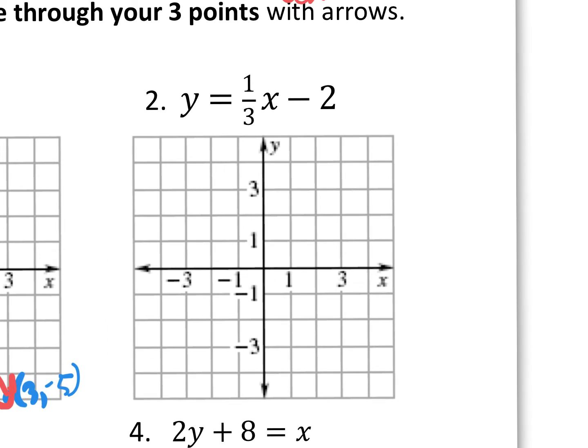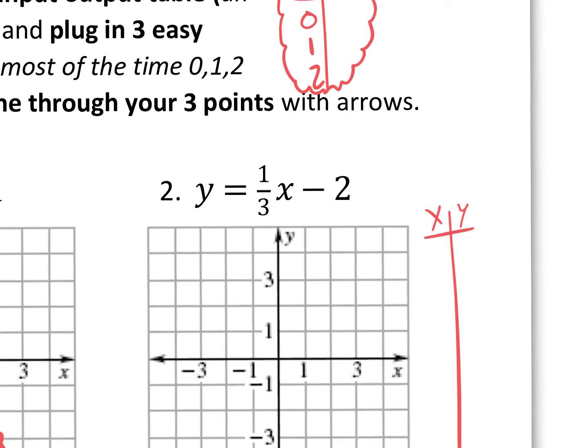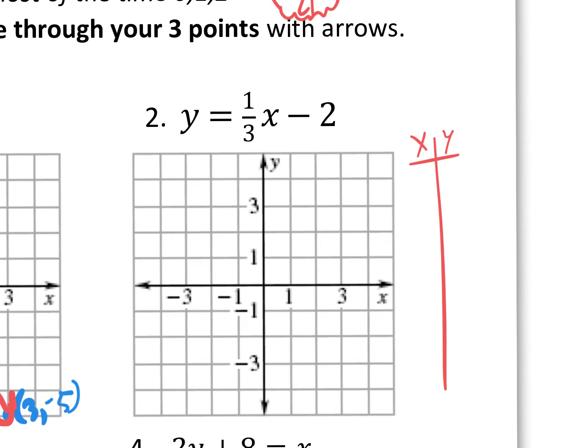Number 2, is it in function form? Yes, it is. So step 2 is to go to an input-output table. Now, it says that most of the time, especially up here on our notes, we put 0, 1, and 2. It says most of the time we're going to use 0, 1, and 2, but in this case, we're not. Okay? Whenever you have a fraction in front of x, can't you use 0 for this one? Yeah, we're always going to use 0.